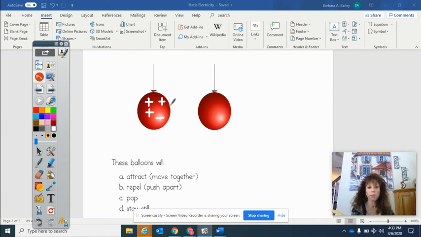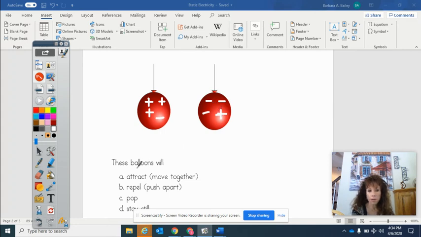Okay, so I've done one balloon. I've got a plus, a plus, a plus, and a minus. Positive, positive, positive, negative. All right, and then I'm going to do another balloon over here. Okay, so my first balloon has 3 positives, 1 negative. My second balloon has 3 negatives, 1 positive.